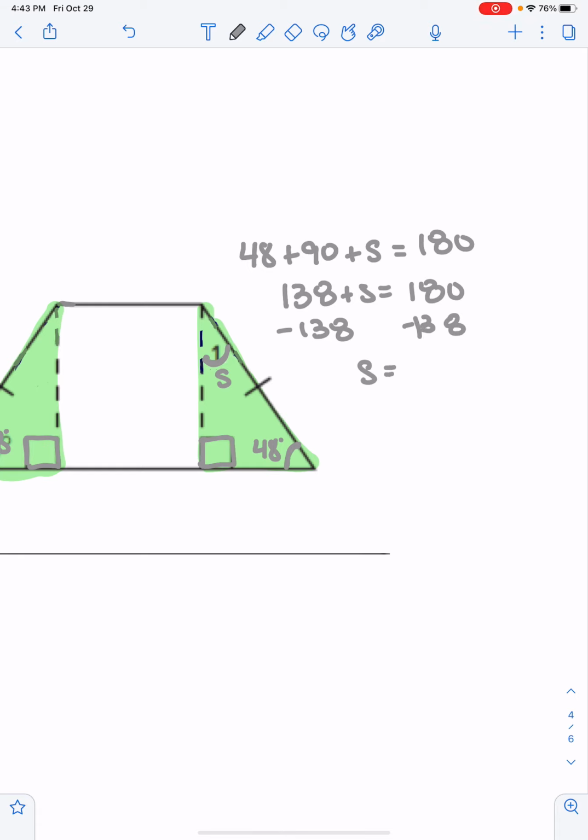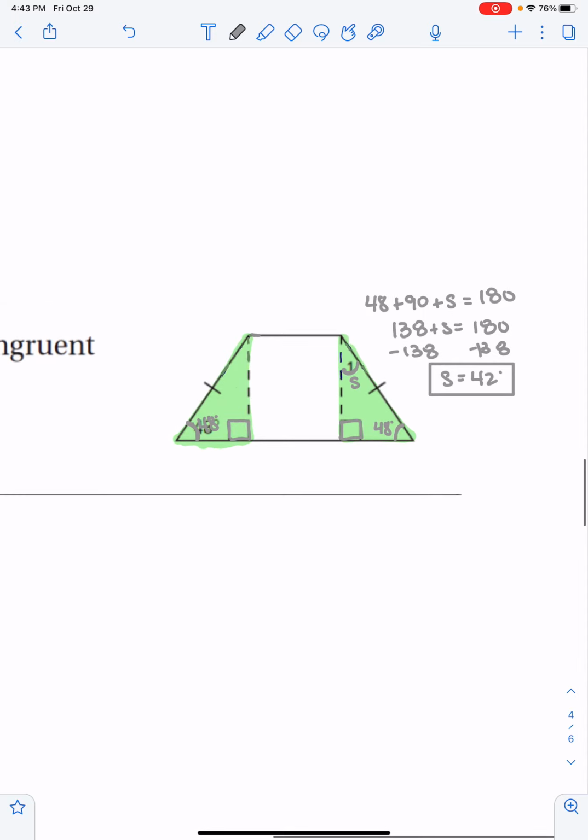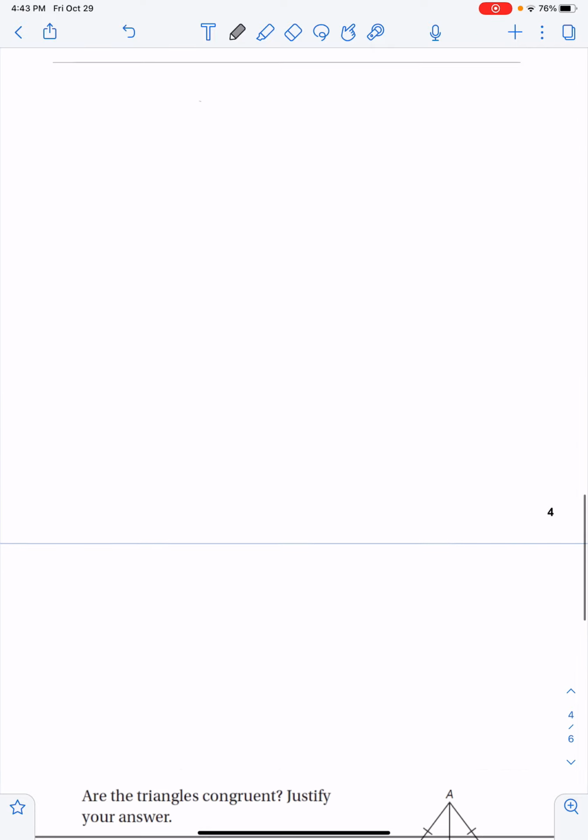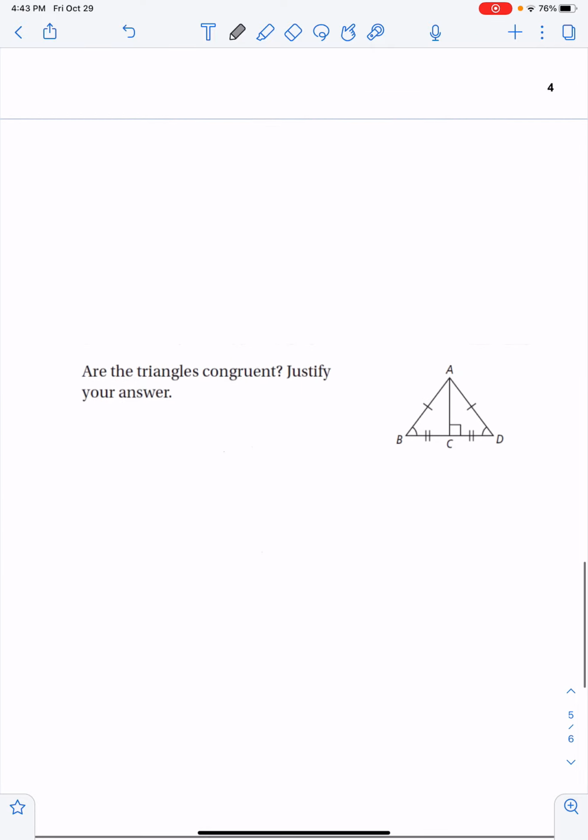And S would equal 42 degrees. So they're just trying to get you to think a little bit one step further. Okay, you guys ready for the real meat of it? Proofs, my favorite. So they want to say why. Why are these triangles congruent?